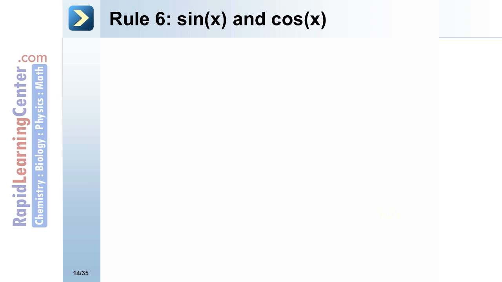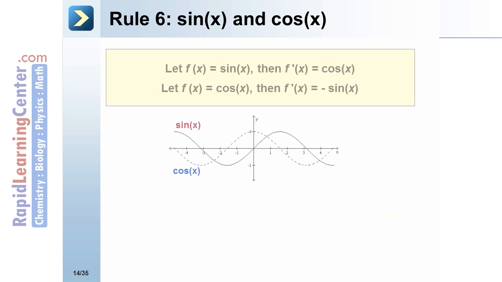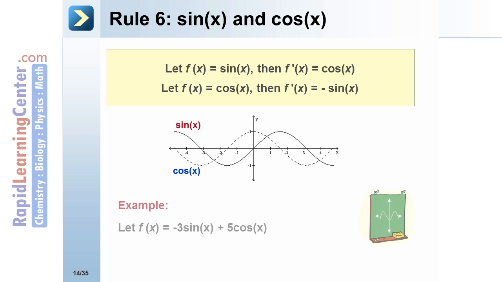Rule number 6. The derivative rules for sine of x and cosine of x. Let f of x equal sine x. Then the derivative of f of x would equal the cosine of x. Let f of x equal the cosine of x. Then the derivative of that f of x equals negative sine of x.